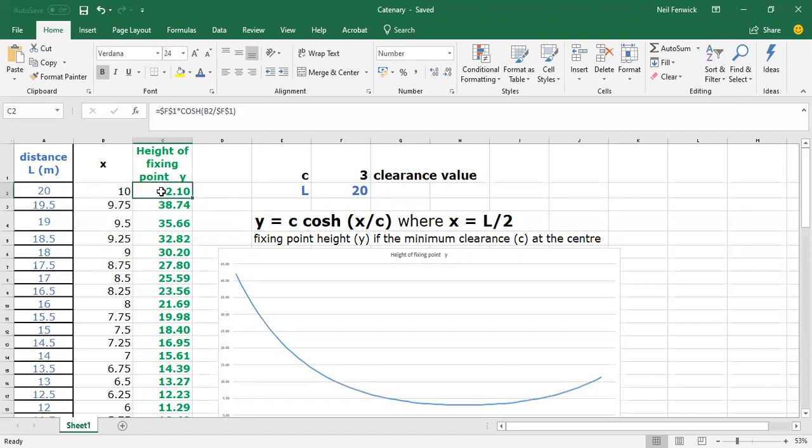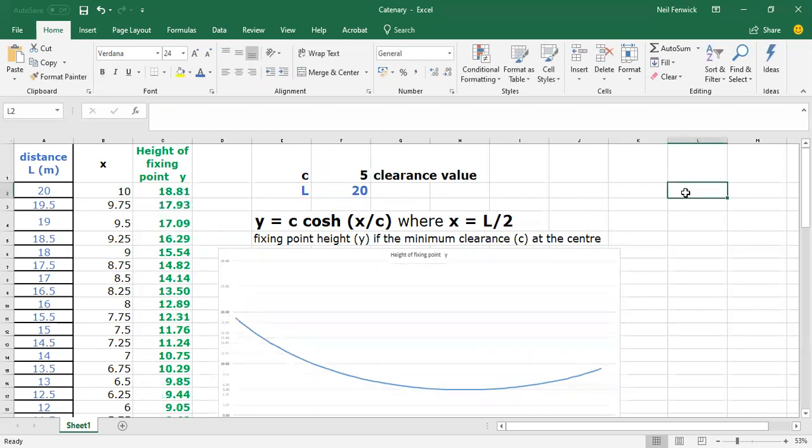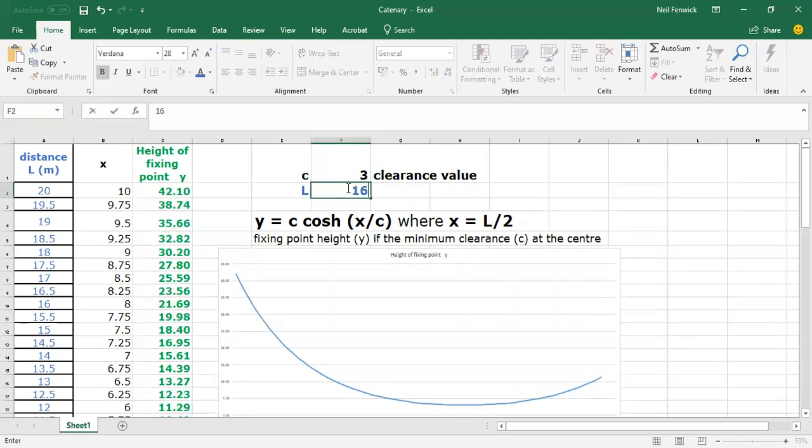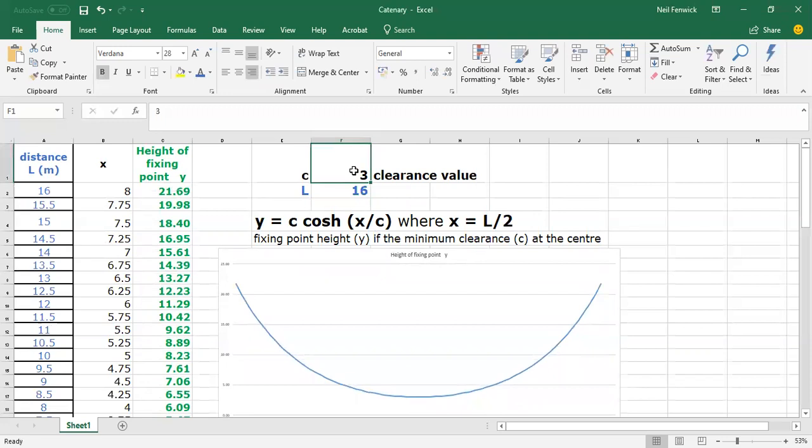The equation has been set up to take into account defining the distance between the fixing points and the minimum clearance. For example, what we have plotted out is a distance between fixing points of 20 meters and a minimum clearance of 3. We can change these values and see that the graph changes. If you want a minimum clearance of 3 meters and a distance of 16 meters between the fixing points, we change those values there.